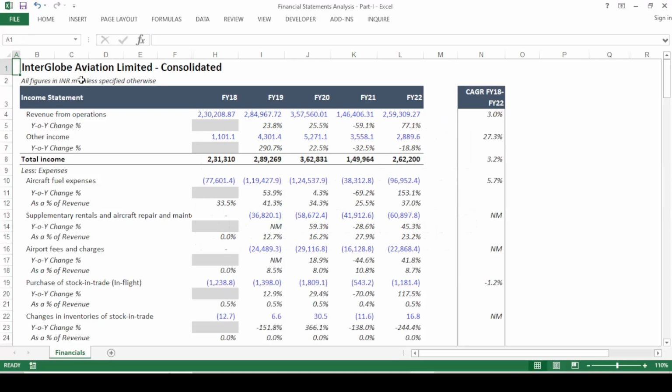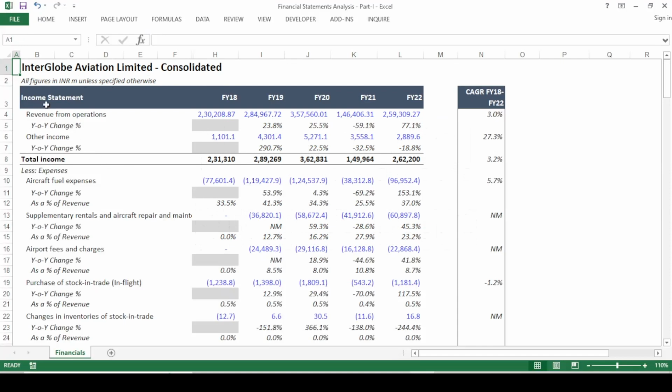So let's get into part 1 first of all, and let's see what the three statements are. The company that I'll be covering here is called Interglobe Aviation Limited. This is also called Indigo Airlines. This is an airline operator based out of India. And for the analysis, I'm taking the consolidated statements or the consolidated numbers here.